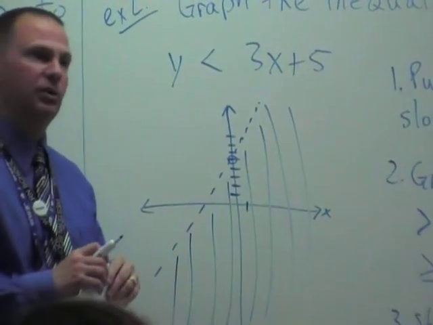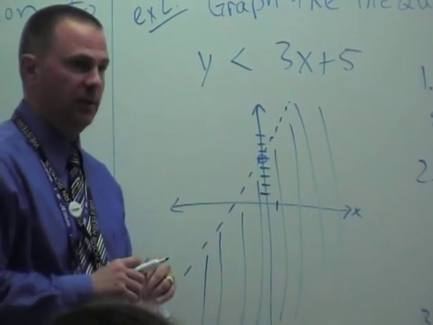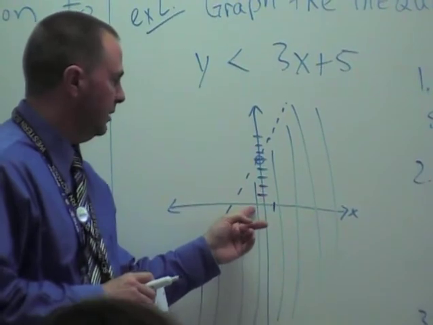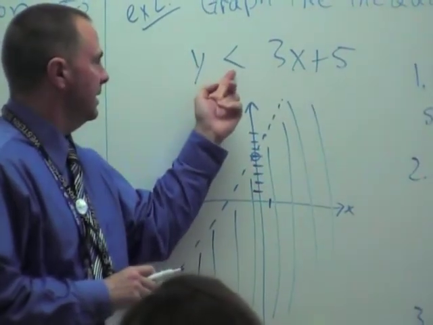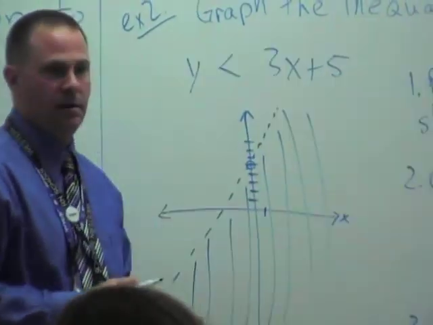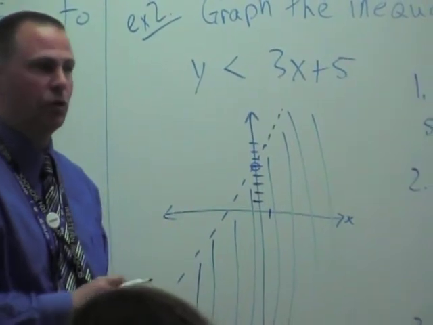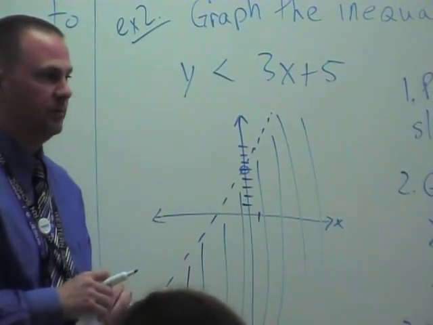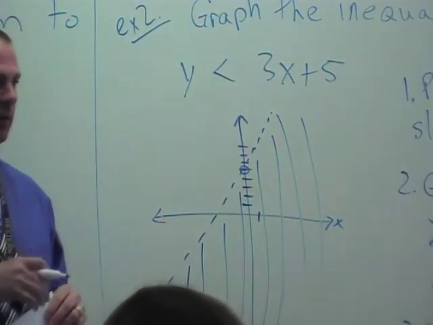What point do you think I should use to check it? 0, 0. Yes, 0, 0 is definitely in this shaded part. 0 is less than 5. Yes, it is. So you know you shaded it on the right side. That's how you check to see if you shaded it correctly.